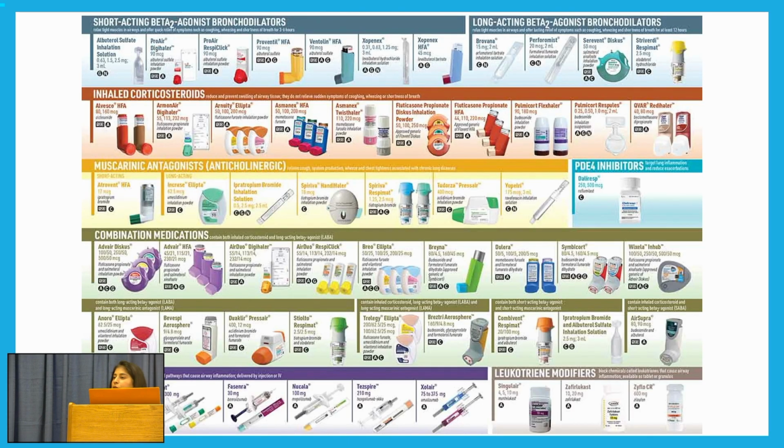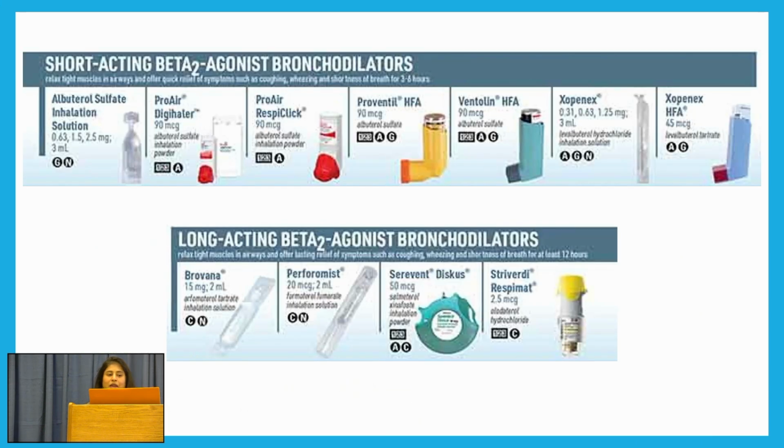I know we're all familiar with this chart. It's one of my favorite things to see in a room. But if we break it down into the different types of inhalers, I'm not going to go over it in great detail. The short-acting beta agonists are the ones you're familiar with: albuterol, ProAir, Proventil, Ventolin, Xopenex. And then you're going to have your long-acting beta agonists, which are Perforomist, Brovana, those are your nebs, Serevent.